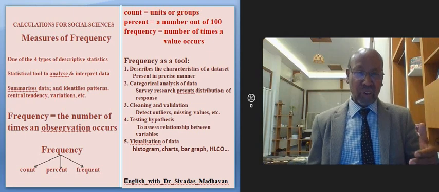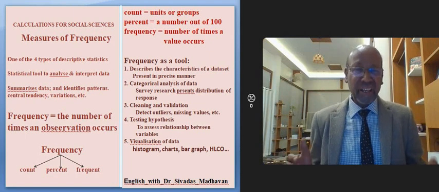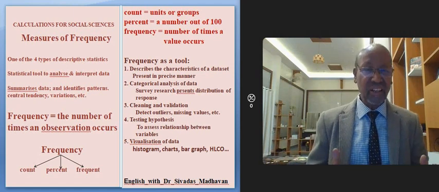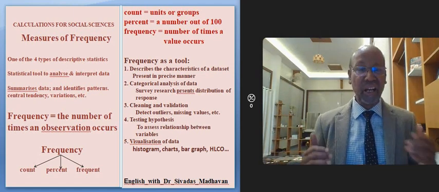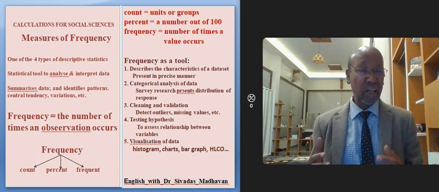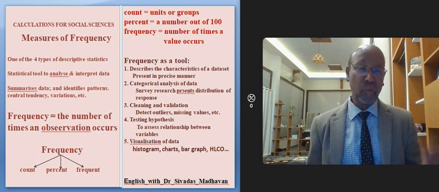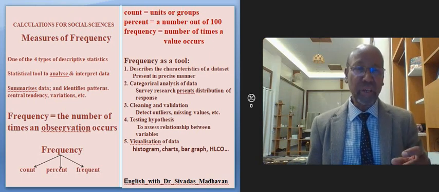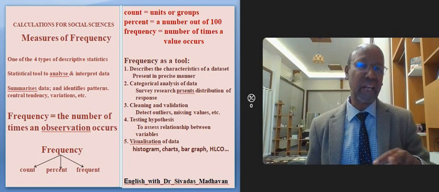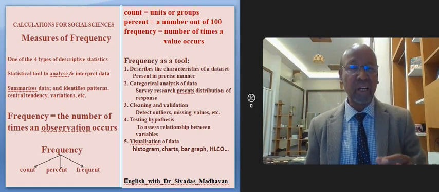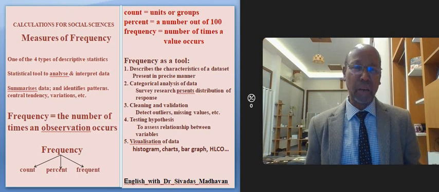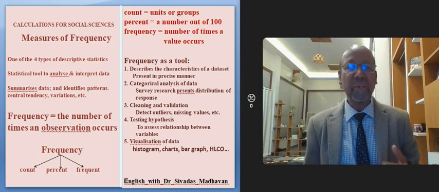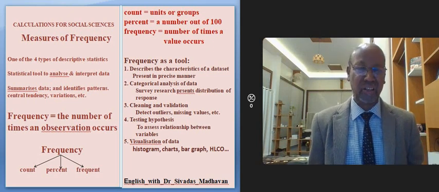And when we come to the frequency, you can say that frequency is divided into three types: counts, percent, and frequency. Count means counts the units or groups. We can count the units with the numbers, counting with the help of numbers. And there are two types of counting. We can have cardinal numbers and ordinal numbers. Cardinal numbers are 1, 2, 3, etc. And ordinal numbers are first, second, third, etc.